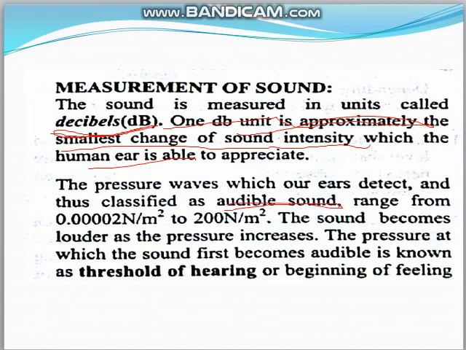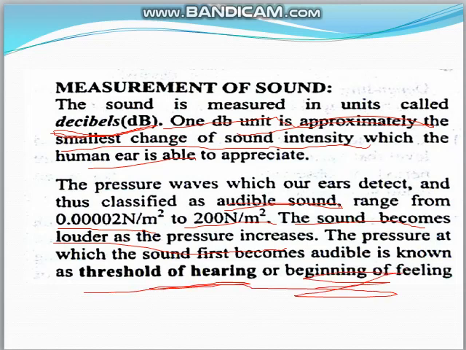which ranges from 0.00002 Newton per meter square to 200 Newton per meter square. The sound becomes louder as the pressure increases. The pressure at which the sound first becomes audible is known as the threshold of hearing or beginning of feeling. Here you can see that, first, sound is measured in terms of decibels. Our ears can detect audible sound up to 200 Newton per meter square. Another thing is that the pressure at which the sound first becomes audible is known as the threshold of hearing or beginning of feeling.